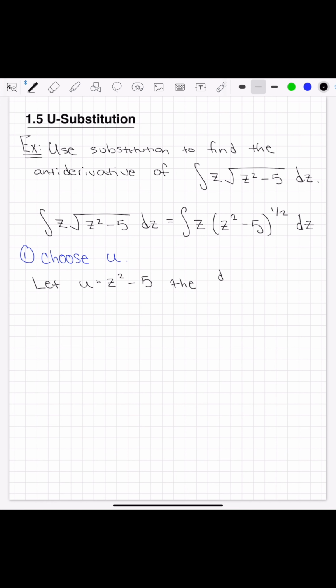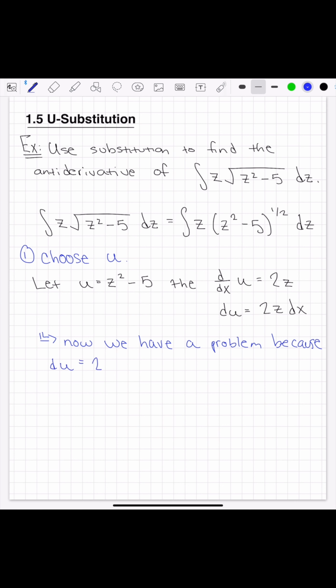Then du dx, the derivative of this, is just 2z, and that becomes du is 2z dx. Now we have a problem. Hopefully you have identified it. Oh, this should not be x, because our original variable in this example is not x, it's z. That was a silly typo.